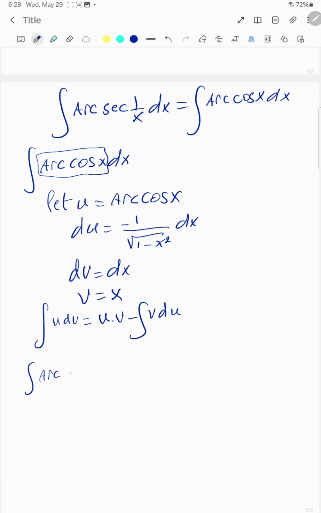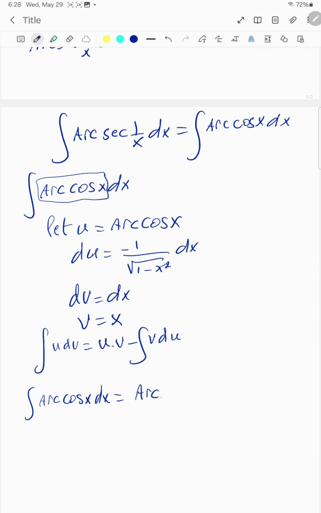So the integral of arccos of x, which is the integral of arcsec(1/x) dx, is equal to u times v, so arccos x times x, minus the integral of v du. And the du is minus 1 over the square root, so minus times minus is plus: x divided by the square root of 1 minus x squared dx. Now all I have to do is solve that part of my equation, because this first part is already resolved. I have to add x arccos of x plus whatever the answer of the integral of x divided by the square root of 1 minus x squared is.